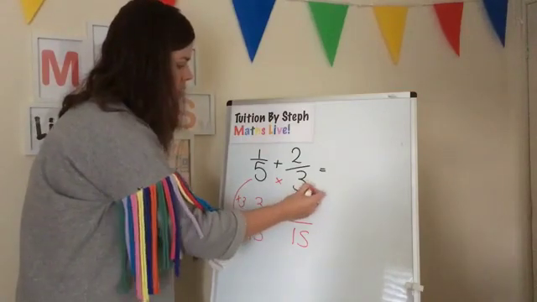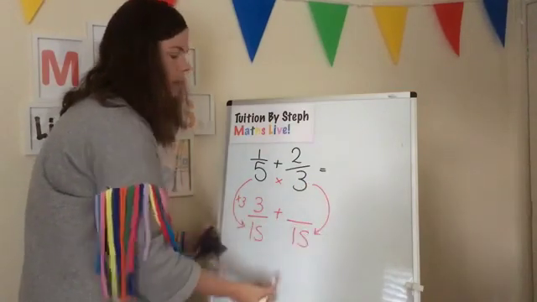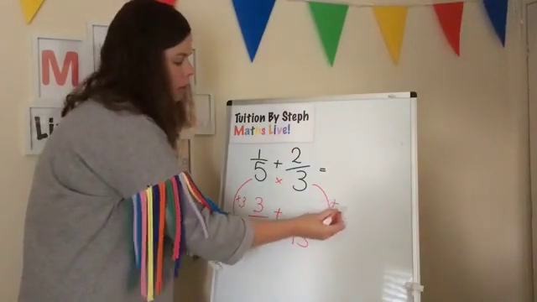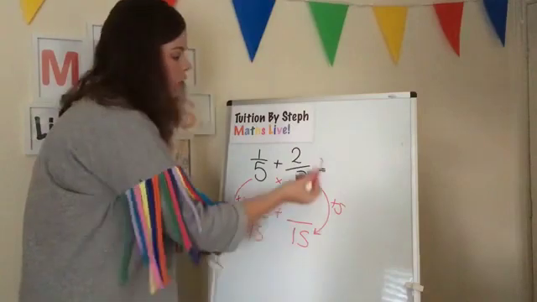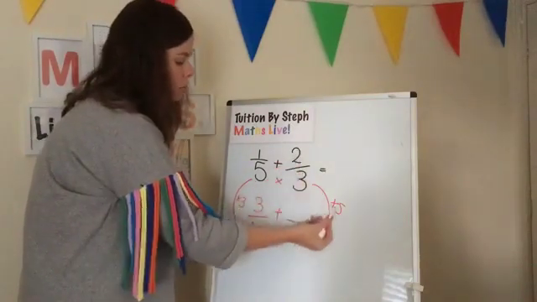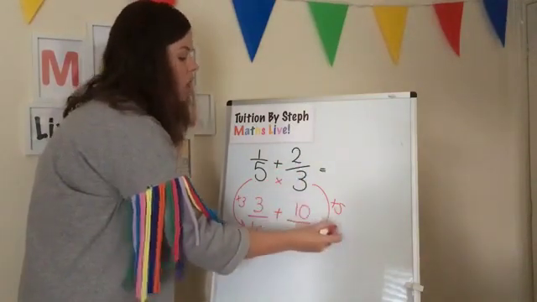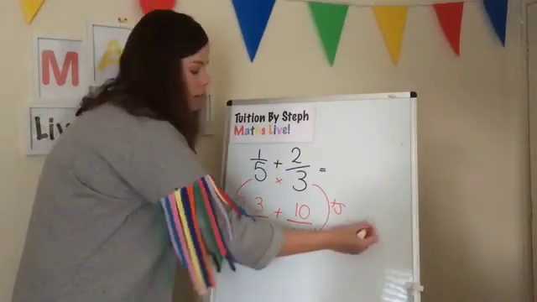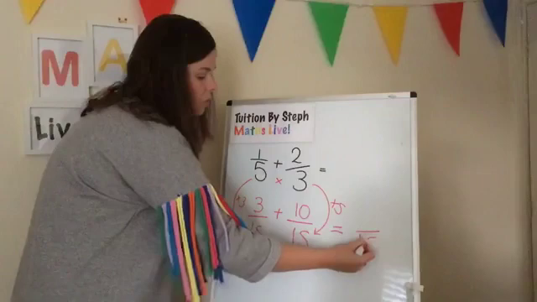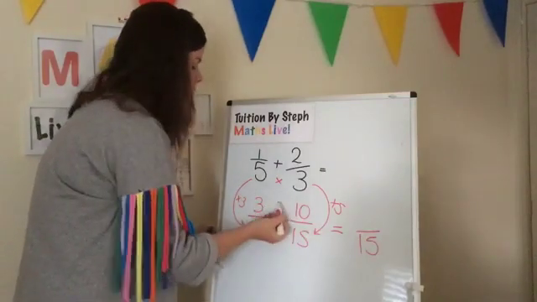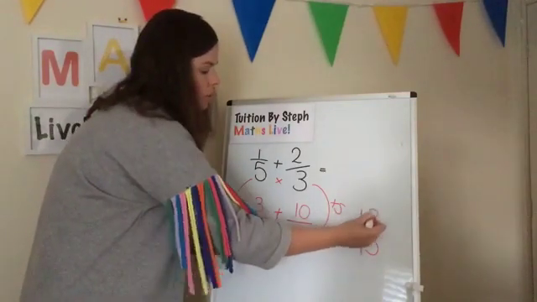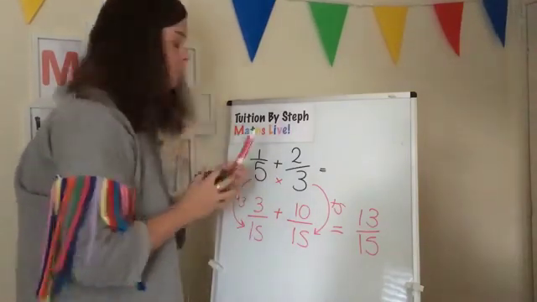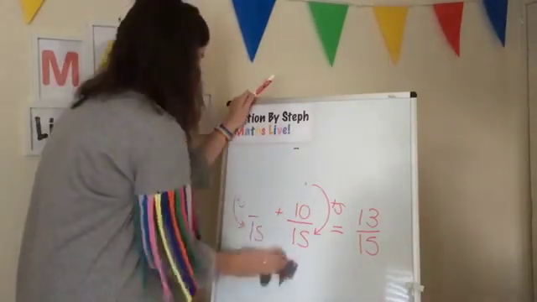Same on this side. What did you multiply 3 by to make it into 15? You multiplied it by 5. Do the same to the top. 2 times 5 is 10. Brilliant. Now our fractions have the same denominator, which is 15. So we do 3 plus 10, which is 13. So the answer is 13 over 15. And you actually can't simplify that anymore.